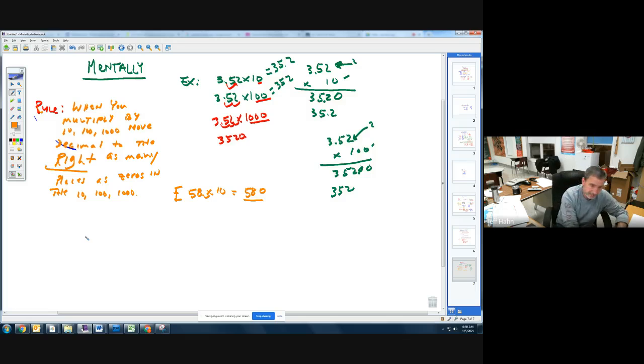Let's do a couple examples. Let's say I have this: 0.125 times 10. Now, the book, again, you will know that you can do this mentally because the book will say, let me look at the exact words. The book says mentally calculate. That means do it mentally.